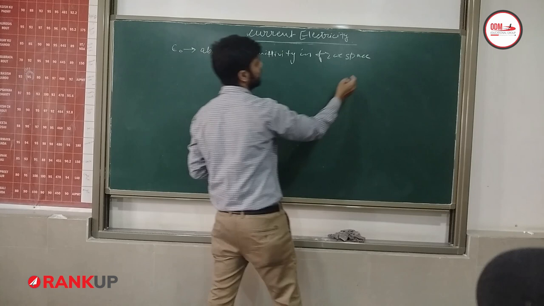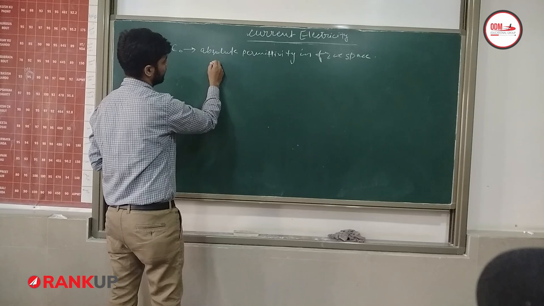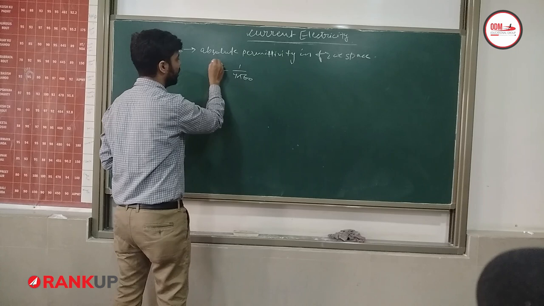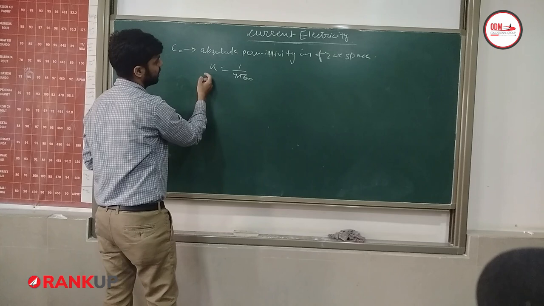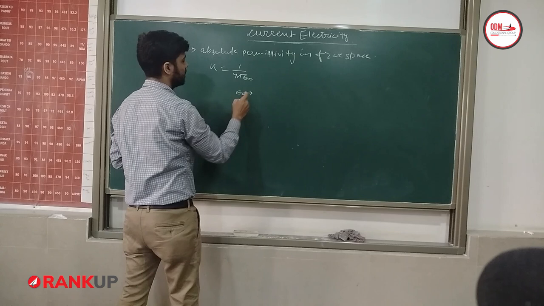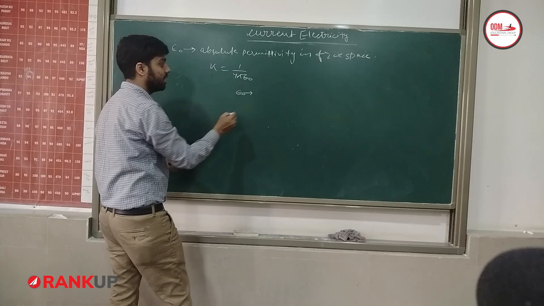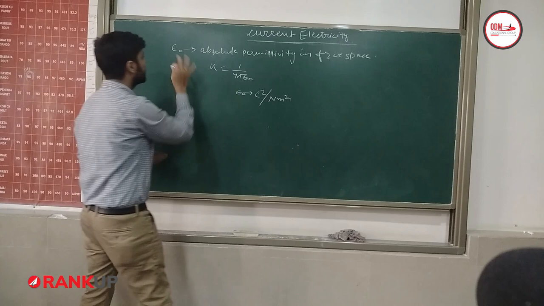Because we knew that K is equal to 1 upon 4 pi epsilon naught, we knew the value of K, put it here and got the value of epsilon naught. So the unit of epsilon naught is: since the unit of K is Newton meter square per Coulomb square, epsilon naught will be Coulomb square per Newton meter square. What actually is epsilon naught?